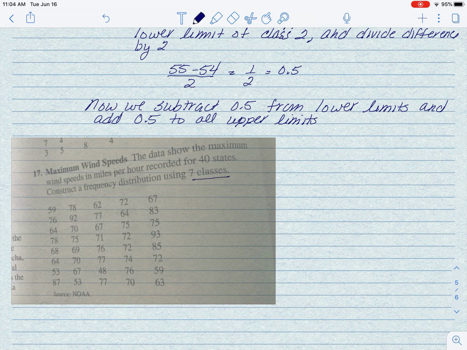Okay, so what we want to do is go down each column or go across each row and put those values in the right category. So, for example, 59 would fall between 54 and 61, so I'd get a tally mark there. And then 76 would be in this class, and 64 would be in this class, and then you keep going on down. So take a moment and do that.